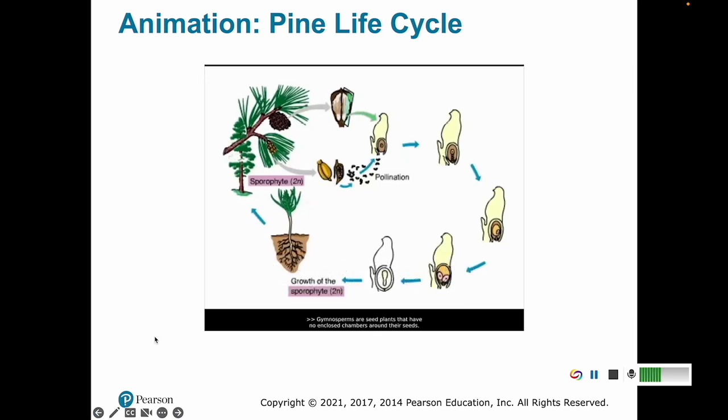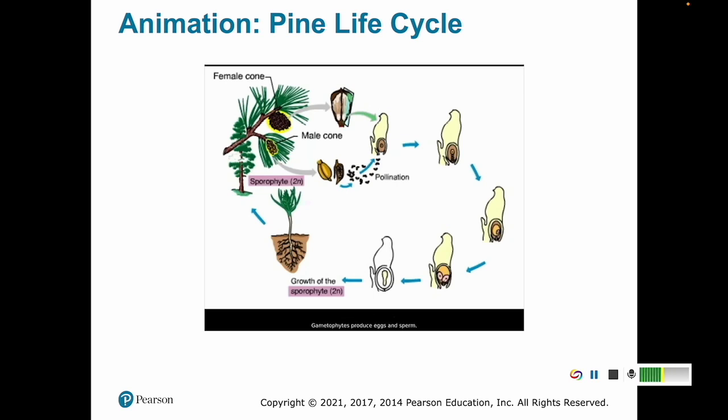Gymnosperms are seed plants that have no enclosed chambers around their seeds. Most gymnosperms are conifers, cone-bearing trees such as the pine shown here. The male and female parts of a conifer are found in separate locations and structures on the tree. A pine tree represents the diploid sporophyte phase of the life cycle. Haploid male and female gametophytes develop in cones on adult sporophytes.